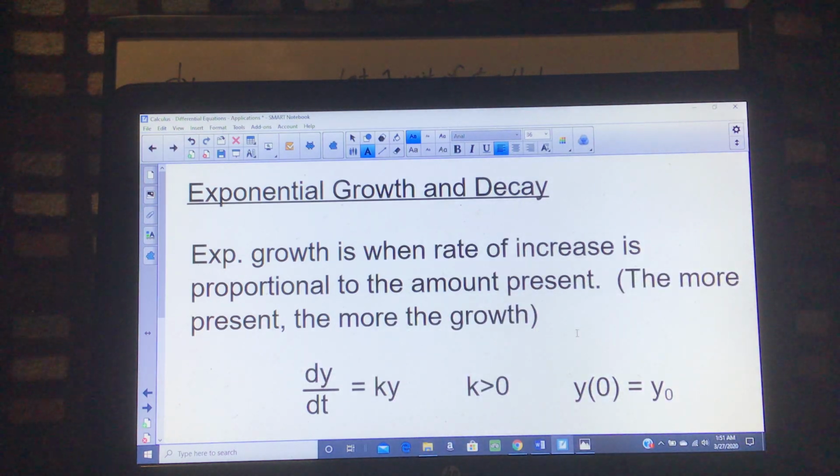So the problem is when you double the population, you now have more people who have it, and then they double, and then you have more people who have it, and they double, and it starts to grow more, and the more you have, the more you get.